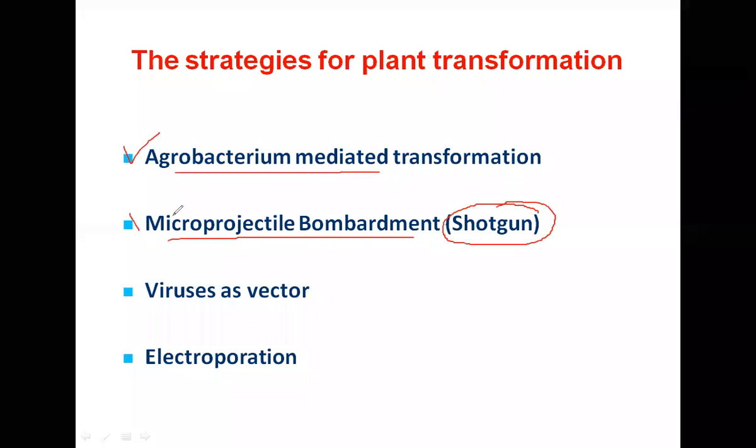In fact, of these two, Agrobacterium-mediated transformation is the oldest one, the first one, and later on microprojectile bombardment was invented. But in addition to these two primary strategies, we have additional strategies. Viruses can also be used as a vector for plant transformation, and there is one more technique called electroporation. That can also be used for transforming the plant cell with foreign DNA. But these two more or less are of academic interest. The first two are being commercially exploited, they are being commercially used.